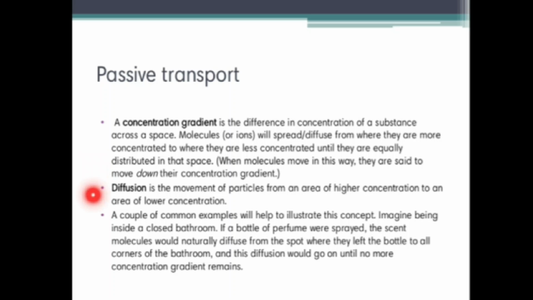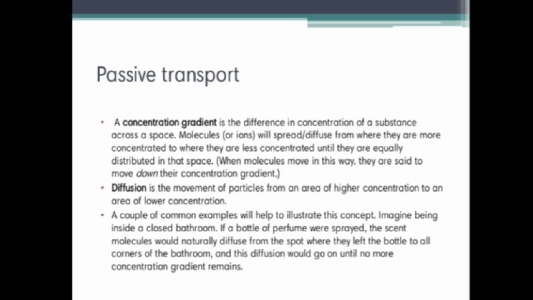What is diffusion? Diffusion is the movement of particles from an area of higher concentration to an area of lower concentration. A couple of common examples will help to illustrate this concept. Imagine being inside a closed bathroom. If a bottle of perfume were sprayed, the scent molecules would naturally diffuse from the spot where they left the bottle to all corners of the bathroom, and this diffusion would go on until no more concentration gradient remains.